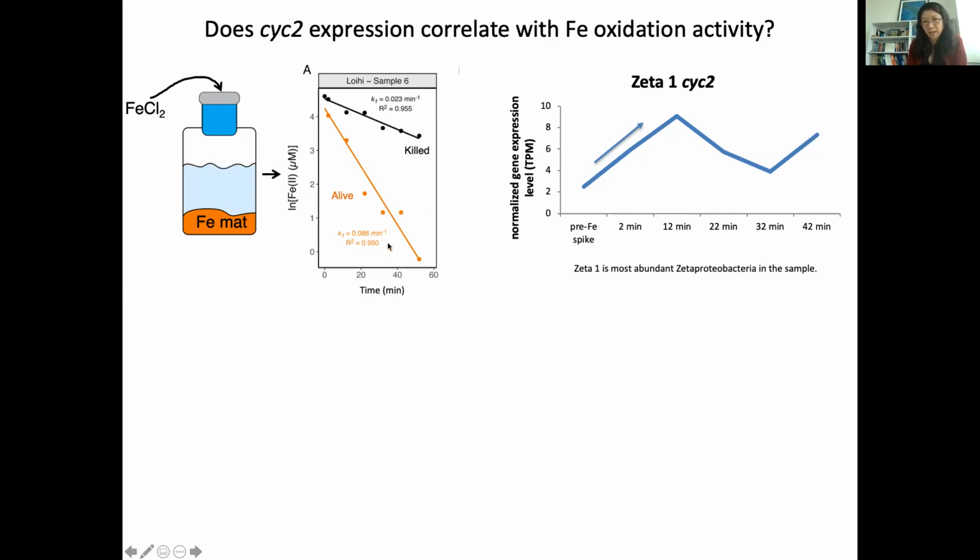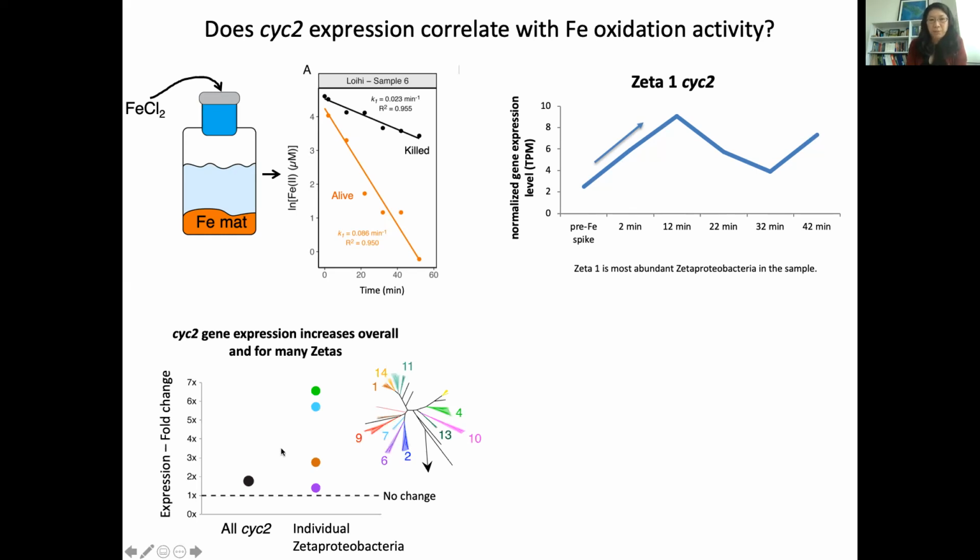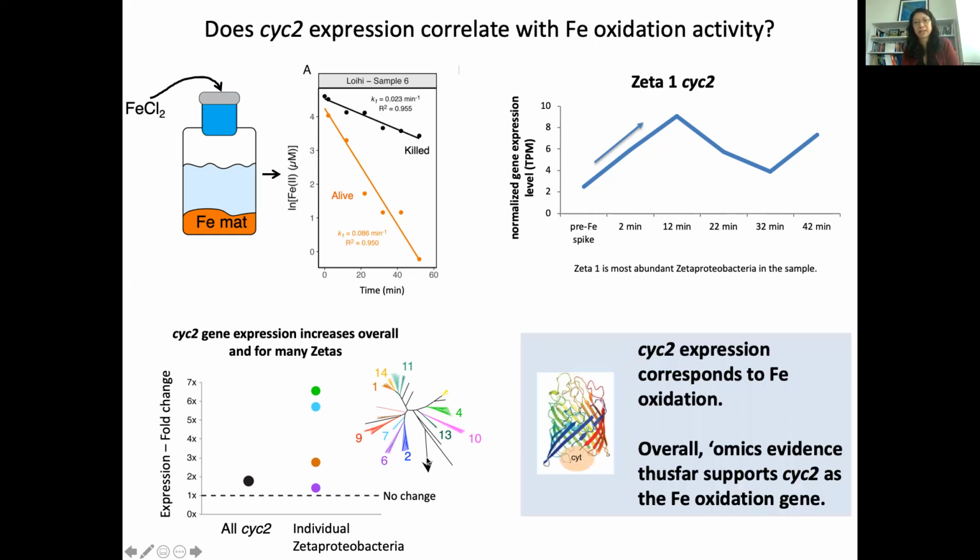So we have biotic iron oxidation activity. And then we track the expression of this gene that you now know and love over time, mapped to specific genomes. This is the most abundant Zetaproteobacteria in this sample. And we can see after we add the iron, the gene expression goes up. So we can see the direct response of gene expression to the addition of iron, or the creation of iron oxidation conditions. This is true overall, although it's a subtle effect and it differs by the organism. But overall, from our meta-omics, we see that in this very highly iron-oxidizing environment, Cyc2 expression corresponds to iron oxidation. We chose that word carefully. So thus far, we have mounting evidence that it is an iron oxidation gene.